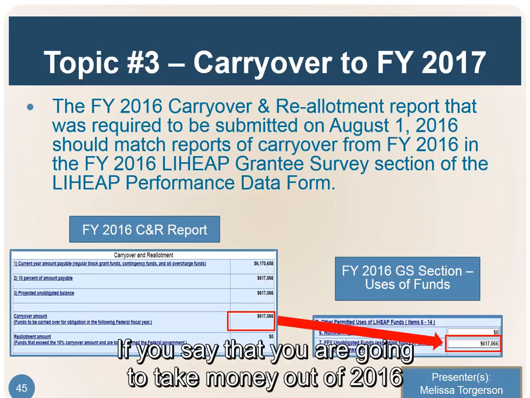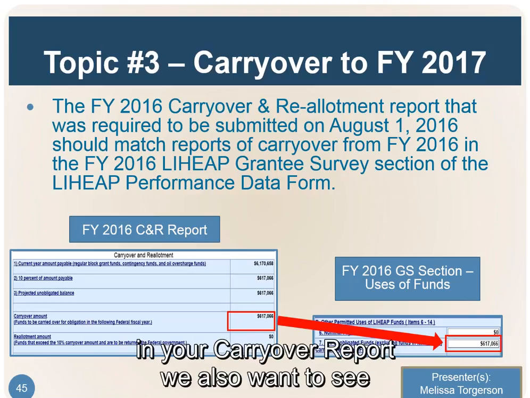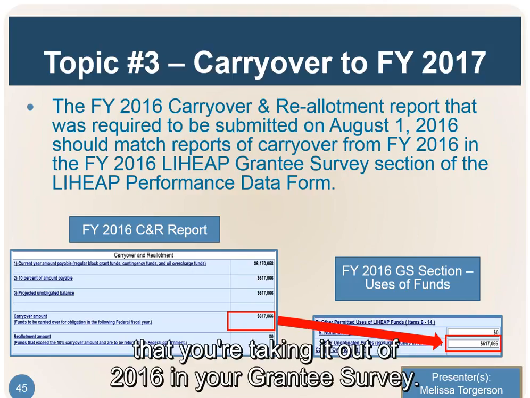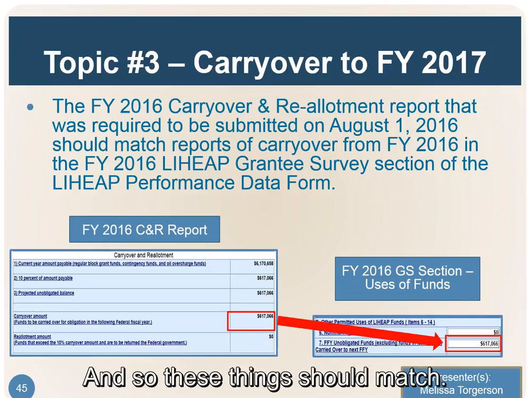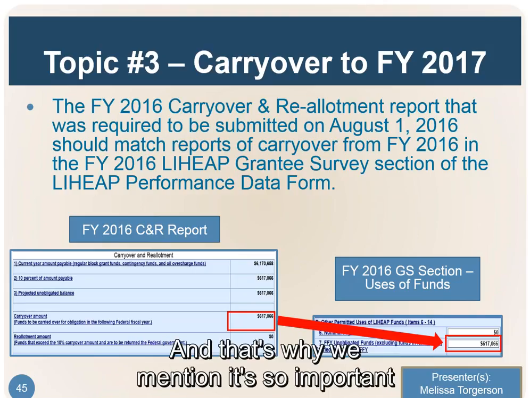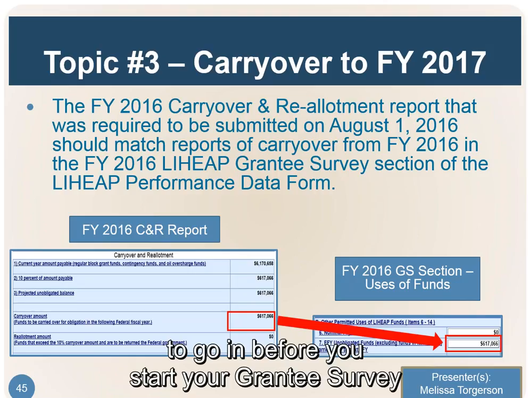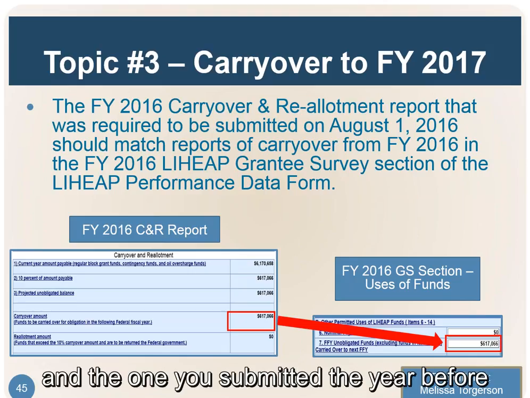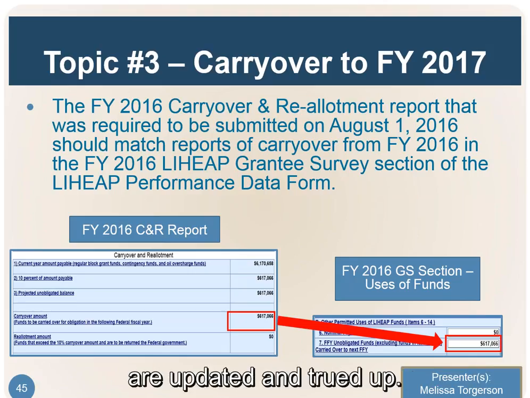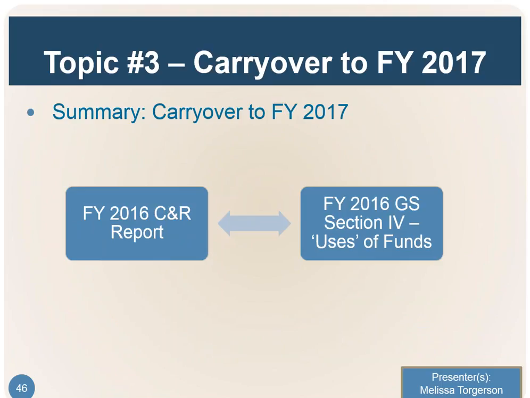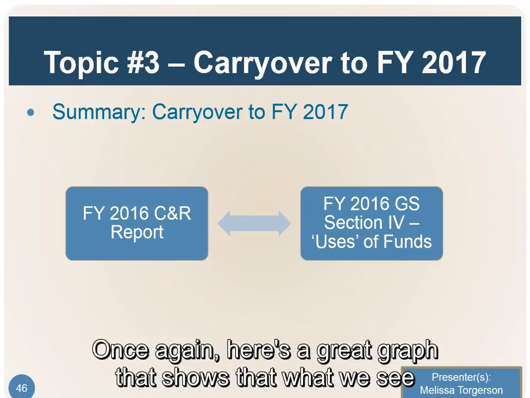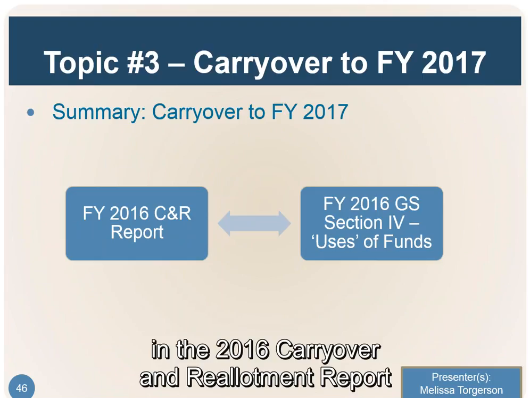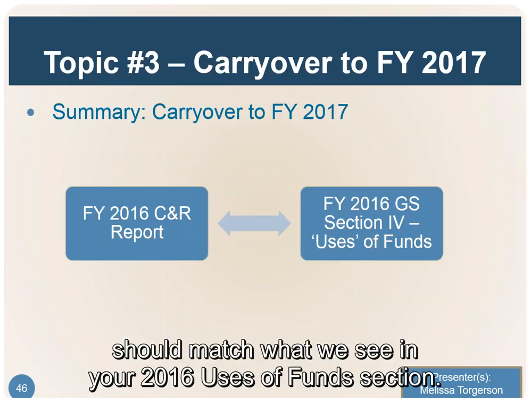If you say that you are going to take money out of 2016 in your carryover report, we also want to see that you're taking it out of 2016 in your grantee survey. And so these things should match. And that's why we mentioned it's so important to go in before you start your grantee survey and make sure that those carryover and reallotment reports, both the one you just submitted and the one you submitted the year before, are updated and trued up. Once again, here's a great graph that shows that what we see in the 2016 carryover and reallotment report should match what we see in your 2016 uses of funds section.